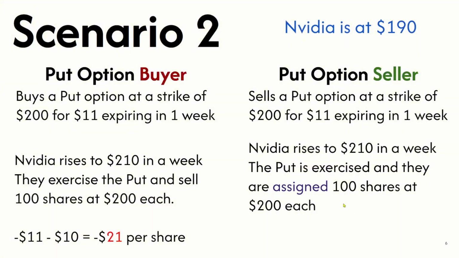So the put seller says, wow, this is a rare situation, but this is great. I received an $11 credit up front, and now I'm getting an extra $10 per share just as a bonus, just because the put buyer made a mistake. Turns out to be $21 per share of profit.